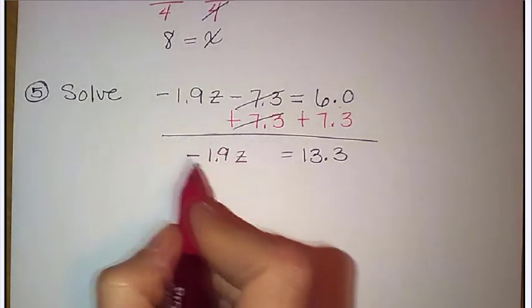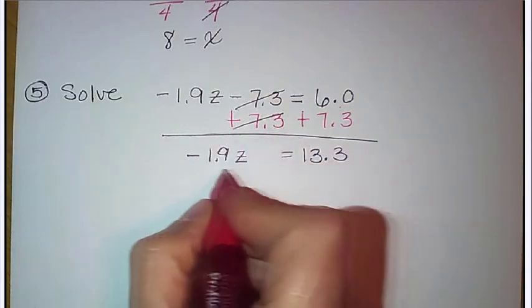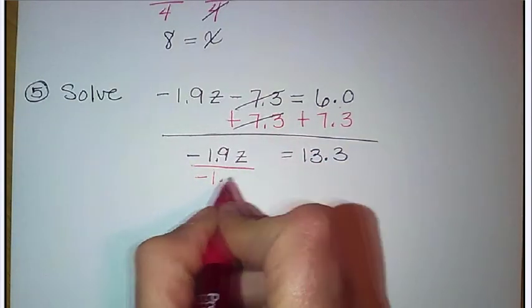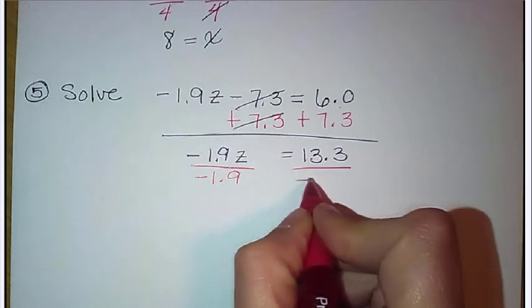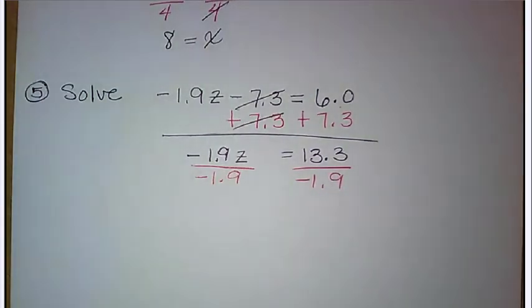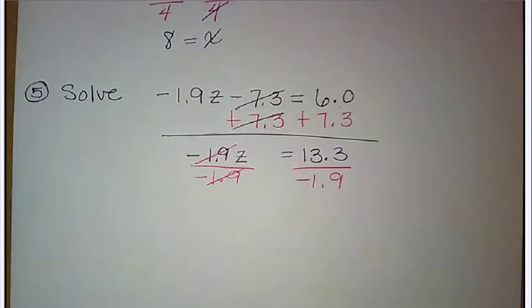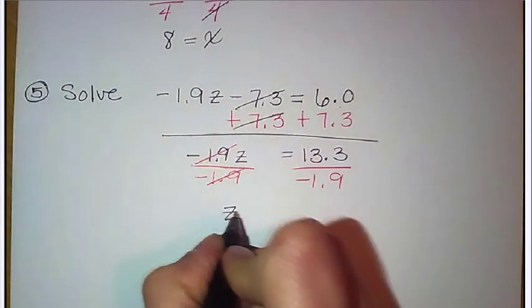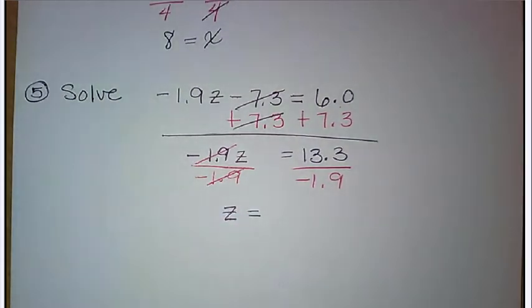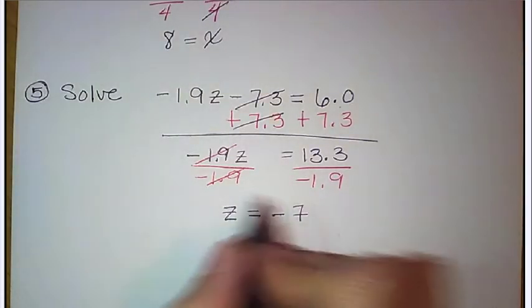Again, same thing here. We need to get rid of this negative 1.9, so we are going to divide by negative 1.9 on both sides. Again, these guys are going to cancel each other out, as they should. That's going to leave me with z equals. Now again, if you want to do the division by hand, by all means, please go ahead. You can actually do this in the calculator as well. So we would just do 13.3 divided by a negative 1.9, which would end up giving us negative 7.